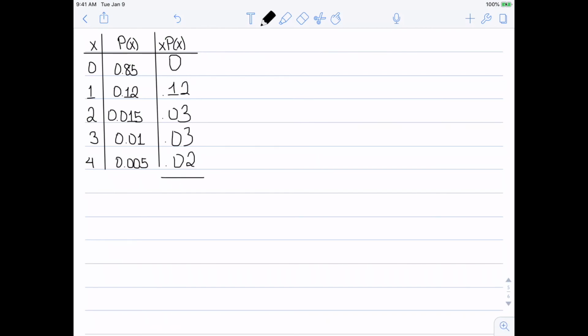We then need to add these numbers up. And when we do, we get 0.2. So the mean here would be 0.2.